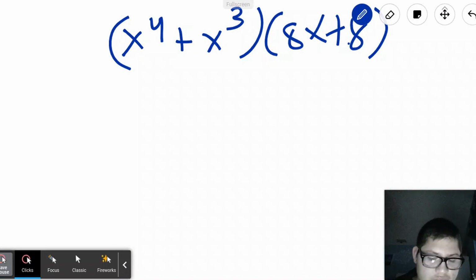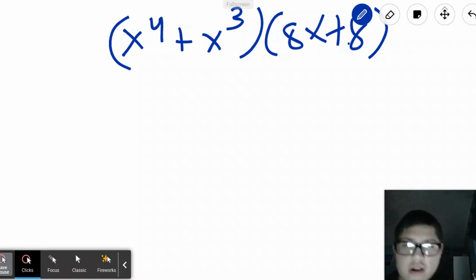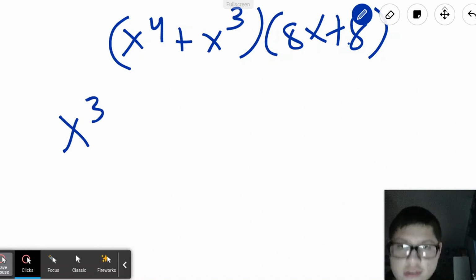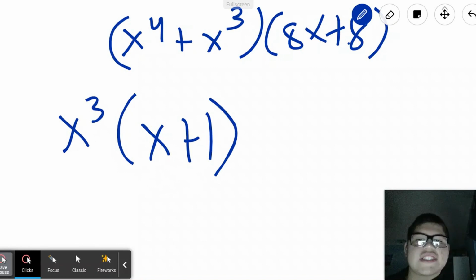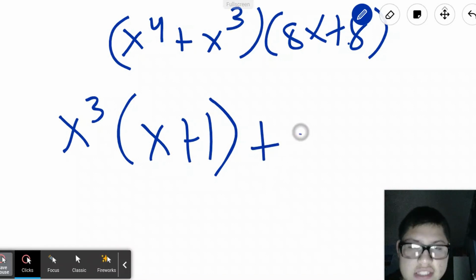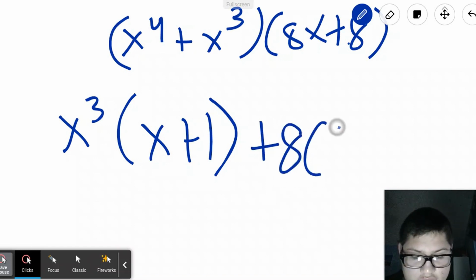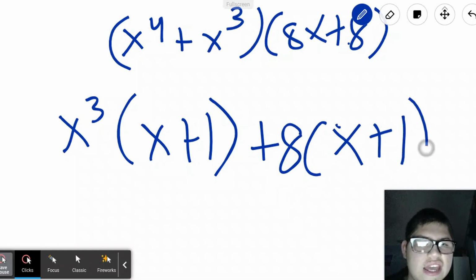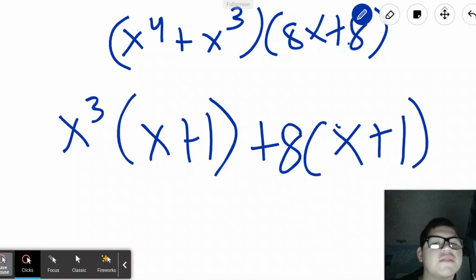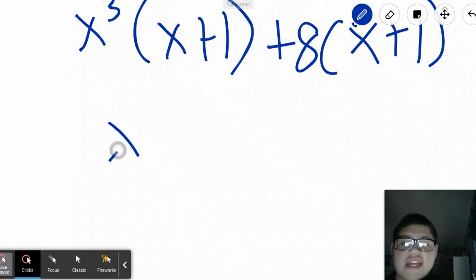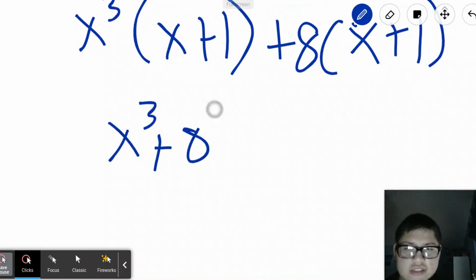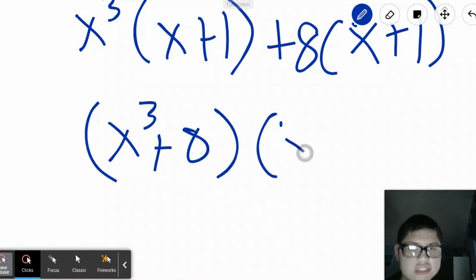So it was a bit confusing for me, but I did seem to understand it, where it went from x3 (x plus 1). So we have to separate the x4, I imagine, and plus 8 times (x plus 1). And I think we did this because if we multiply 8 on each side, it would give us the amount of terms we would need. So then after this, we would have x cubed plus 8 equals x plus 1.